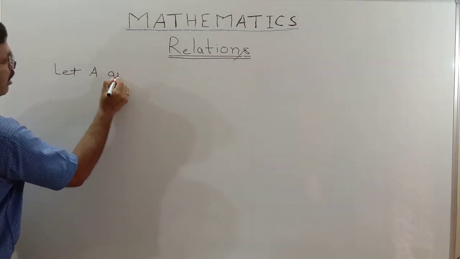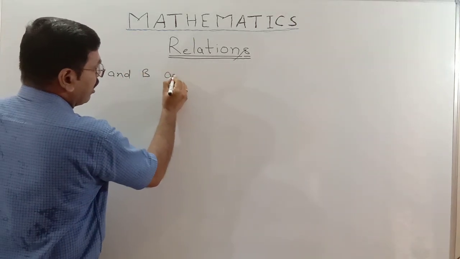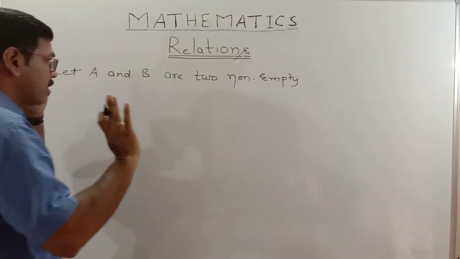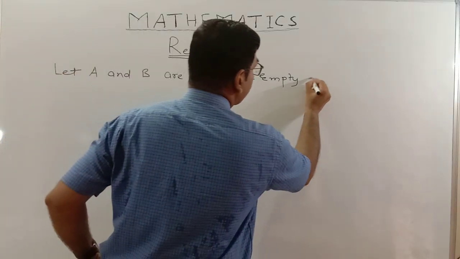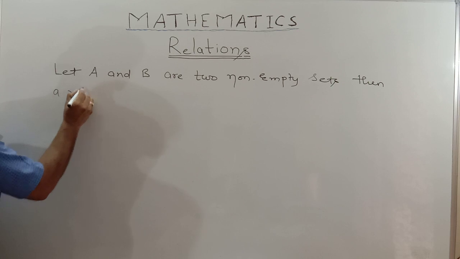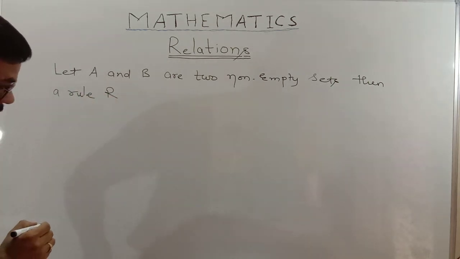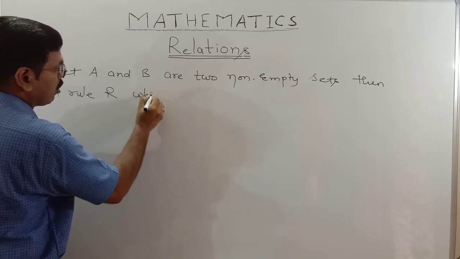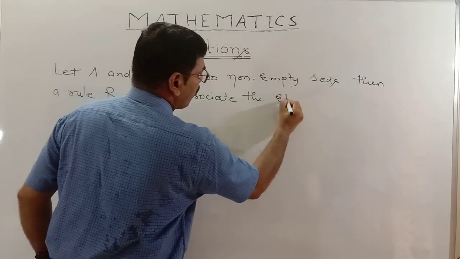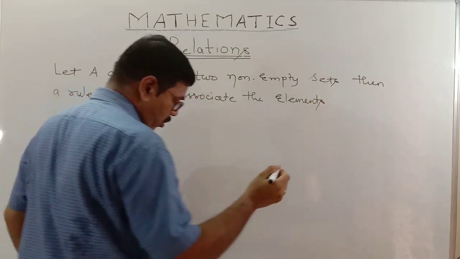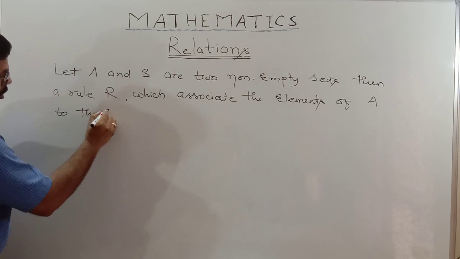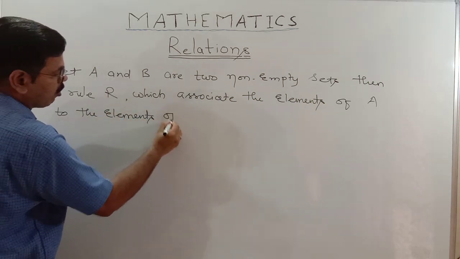Now we are writing the definition of a relation. Let A and B be two non-empty sets, in the sense not zero, okay, sets, then a rule R, okay, which associates the elements of A to the elements of B.